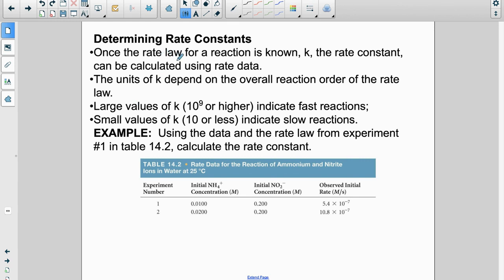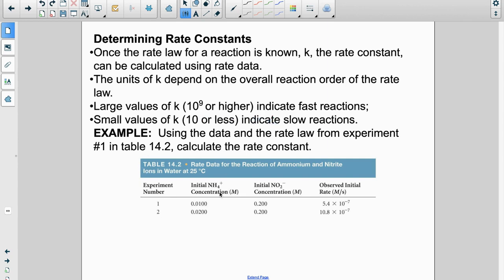Now here, once we have the rate law, we can find the rate constant using data from the table. And the units of K, the rate constant, will depend on the overall reaction order. The magnitude of K is going to indicate whether a reaction is fast or slow. So large values of K, 10 to the 9th or higher, will be fast. Small values of K, 10 or less, are slow reactions.